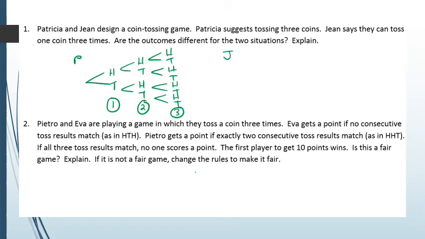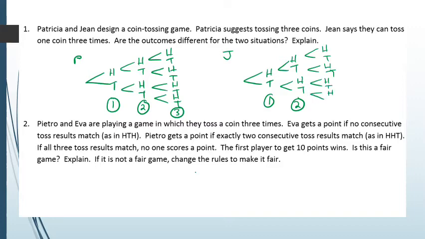Jean now says, what if I take 1 coin and toss it 3 times? So here I am tossing it the first time, then I'm tossing it the second time, and here I am tossing the coin the third time. So what do you notice about these two tree diagrams? Well, 1 coin, 2 coins, 3 coins, 1 toss, 2 tosses, 3 tosses of the same coin, we get the same possible outcomes.